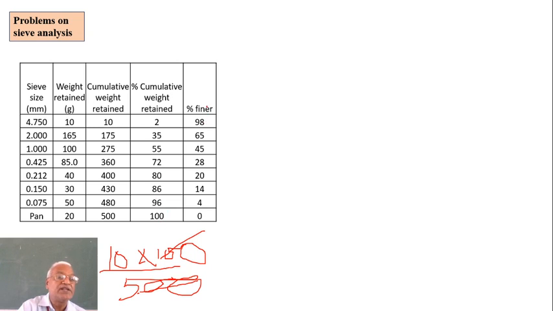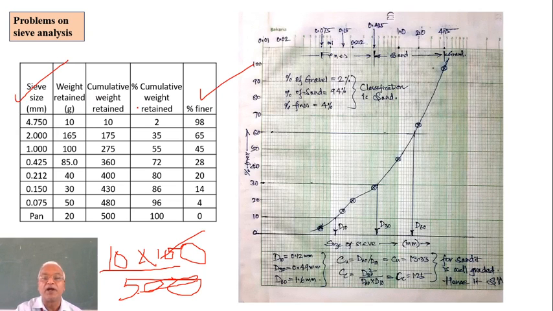Now what is the percentage finer? That will be 100 minus 2, because the cumulative weight retained above 4.75 is 2. What is passing through, what is finer than it, is obviously 100 minus 2, 98. Like that, everywhere it is 100 minus all these numbers, and you'll be getting the percentage finer. This is what is required for plotting the grain size analysis against sieve size. Okay, now if you take a graph and plot it, I'll explain the plotting. Look at the graph.